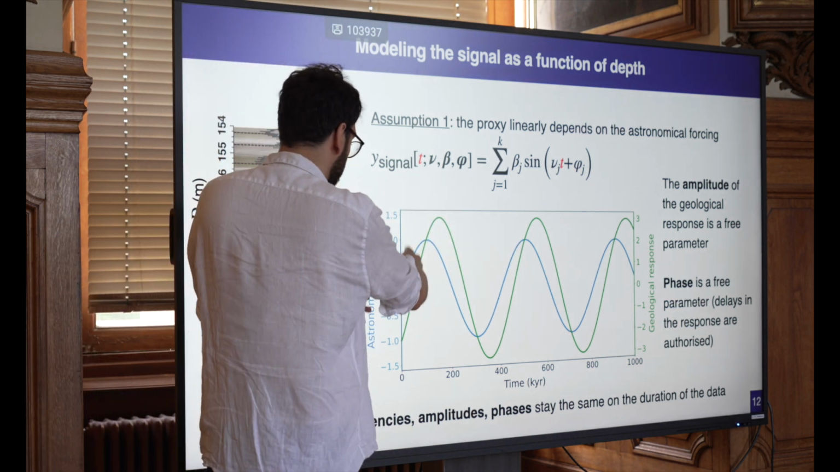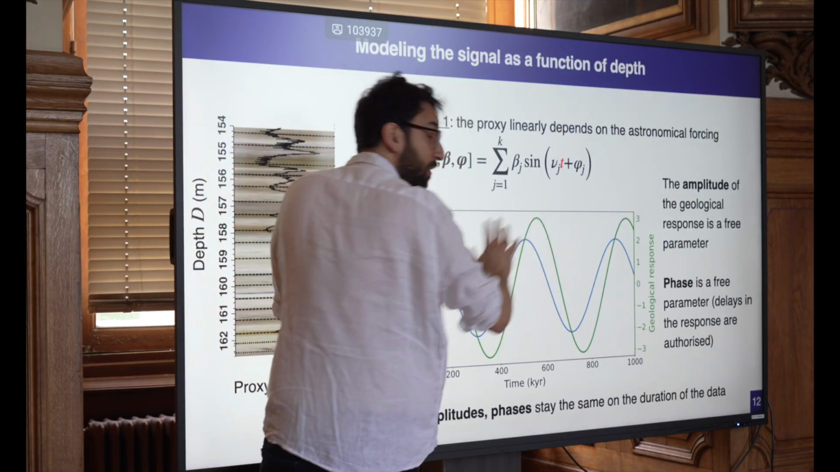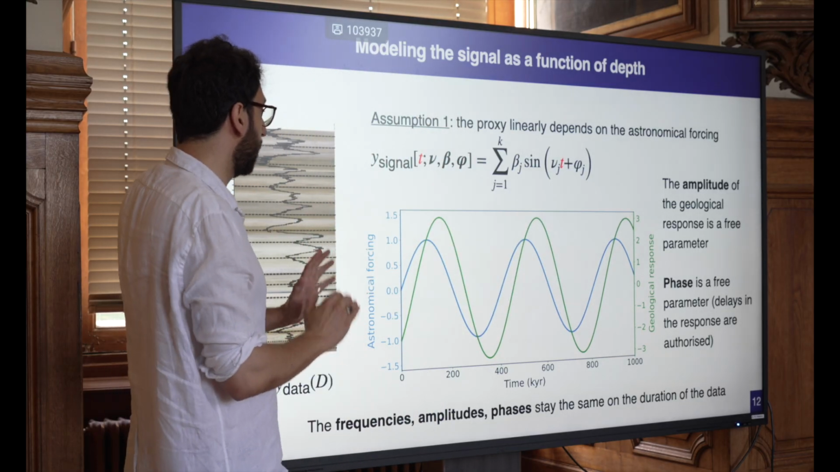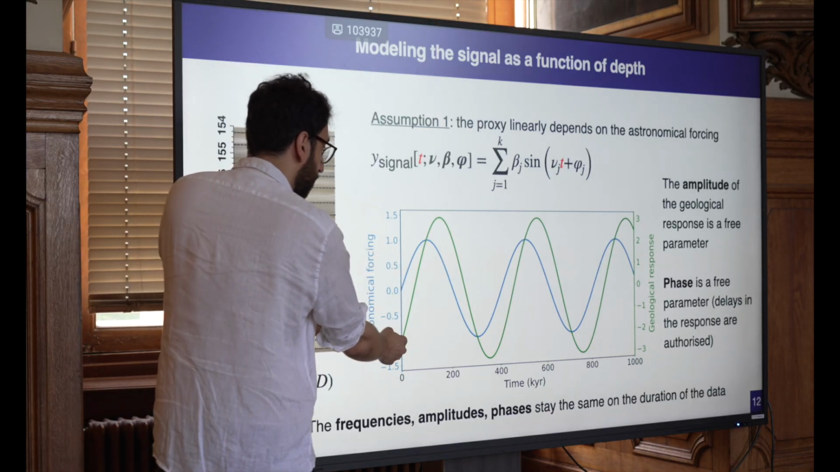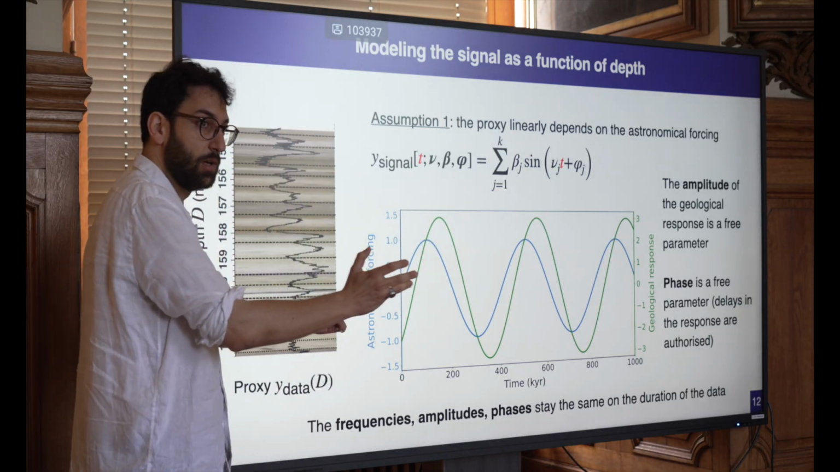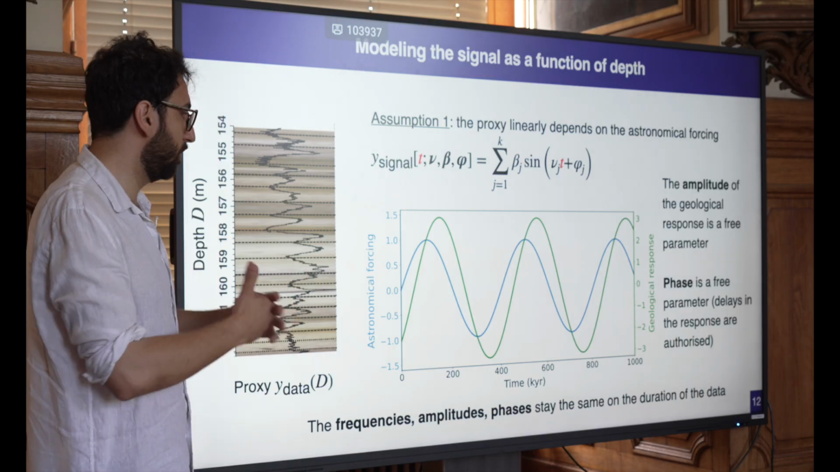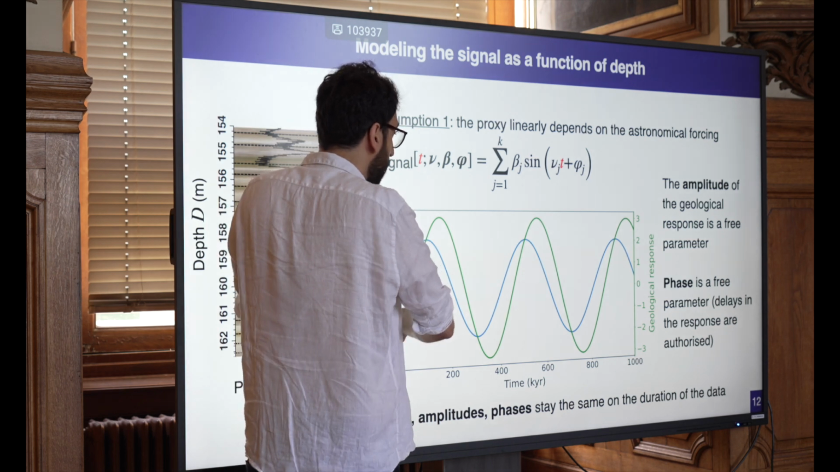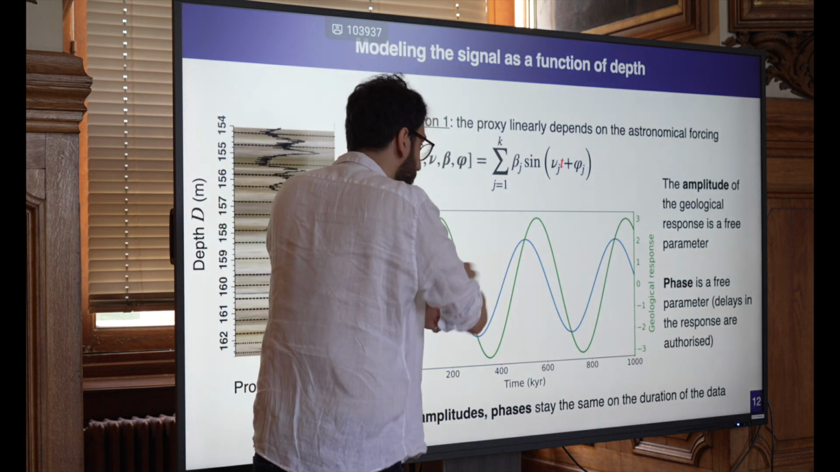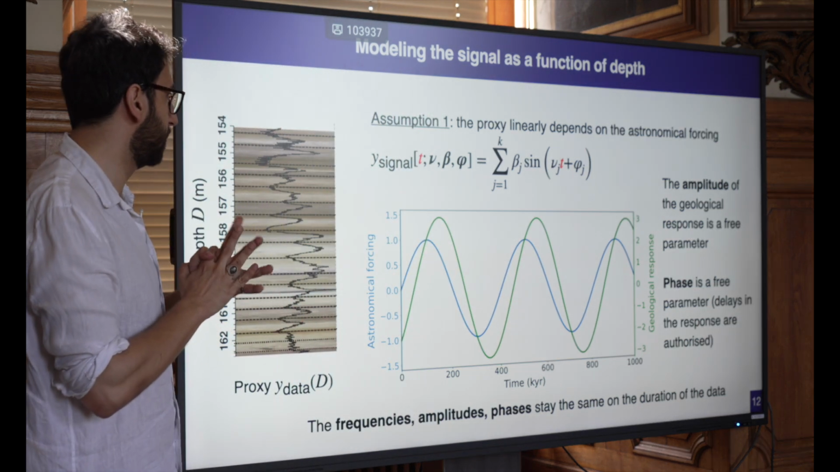So for example, suppose this is one frequency of the astronomical forcing. It's completely included in the model that this particular frequency has a response which has a different amplitude. Anyway, it doesn't make sense to speak about the amplitude of the astronomical forcing and in the proxy because these are different units, so you need a conversion factor anyway. But you might also have a delay in the response of the geological response.